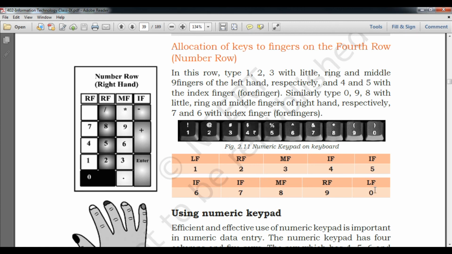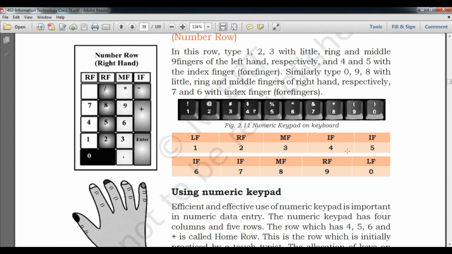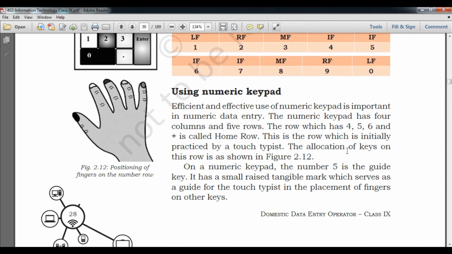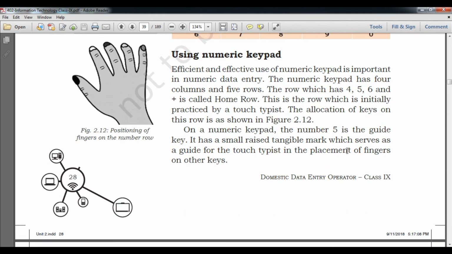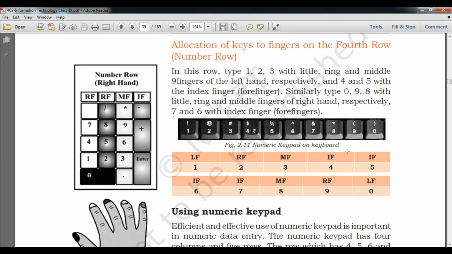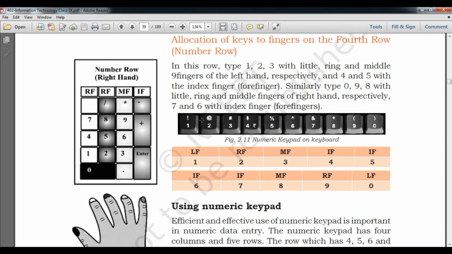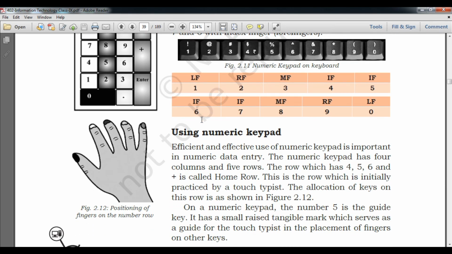And now the number row for the right hand, that is known as the numeric keypad. So how to place the fingers? Students, there are actually 4 columns and 5 rows in this particular numeric keypad. You can see there are 4 columns, 1 2 3 4, and 5 rows, 1 2 3 4 and 5. Here 4, 5, 6 and the plus key are termed as the home row of the keypad. So you have to place your fingers according to this.